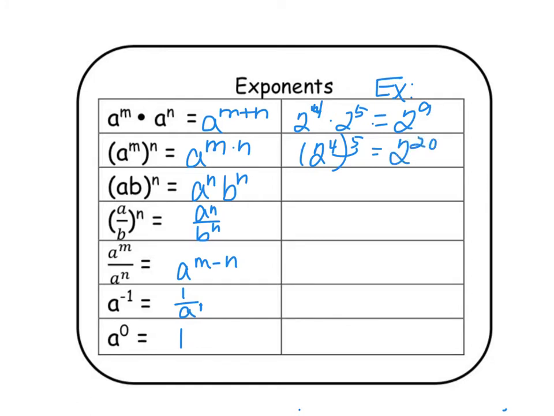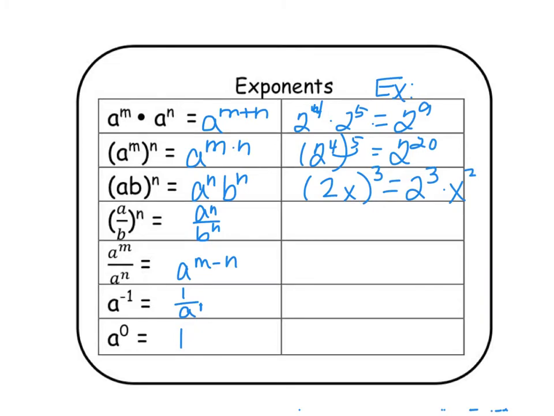A times B, let's say we had 2x, and we had that to the 3rd power. Get my marker to work, there we go. We would get 2 to the 3rd times x to the 3rd.